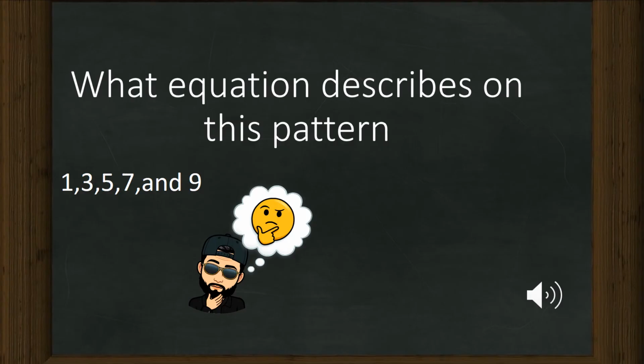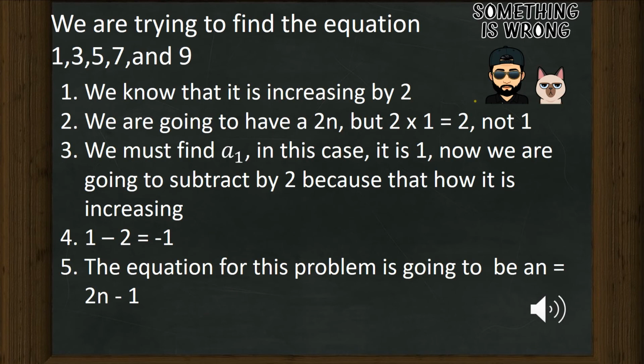What equation describes this pattern? 1, 3, 5, 7, and 9. We are trying to find the equation for 1, 3, 5, 7, and 9. We know that it's increasing by 2. We're going to have a 2n, but 2 times 1 equals 2, not 1.